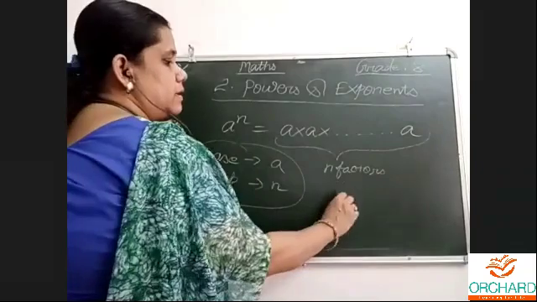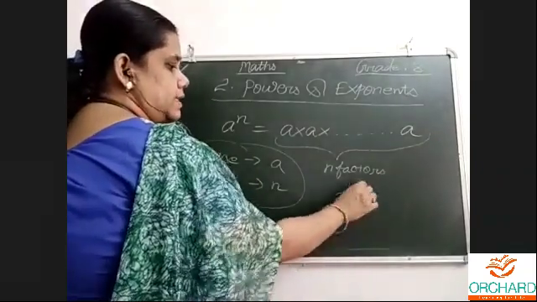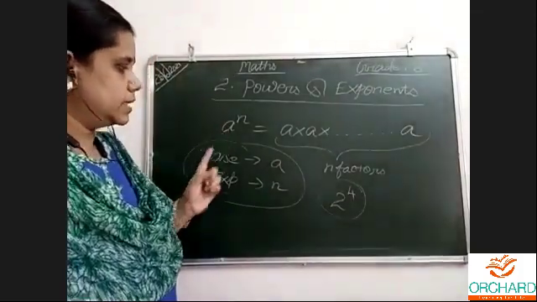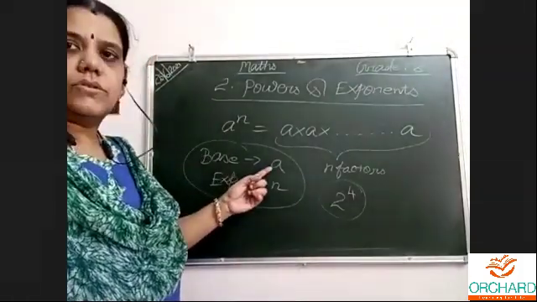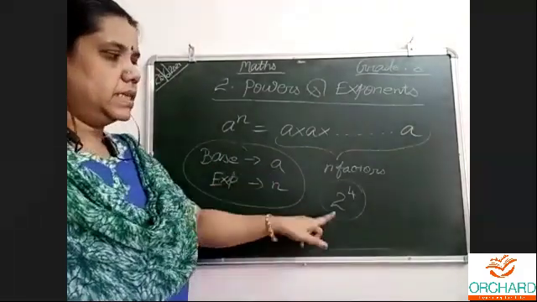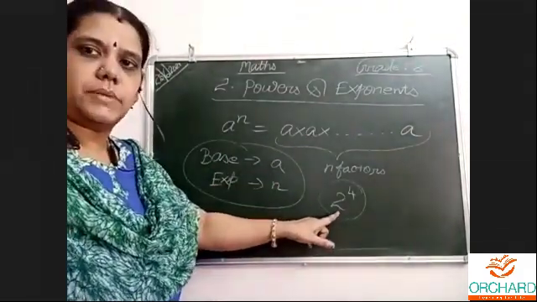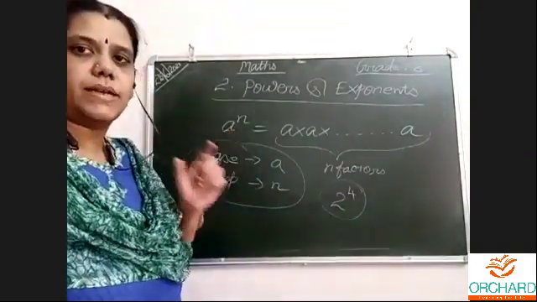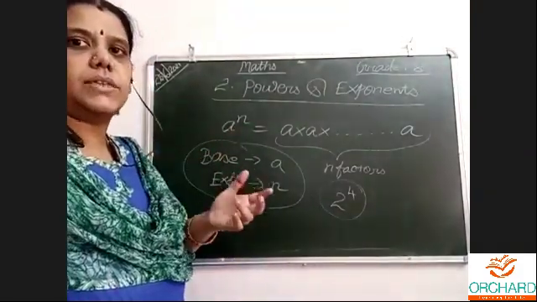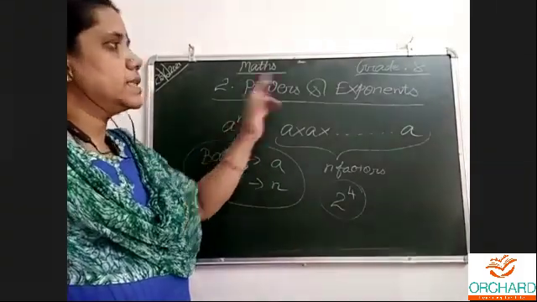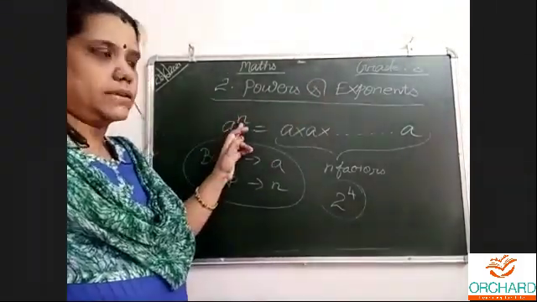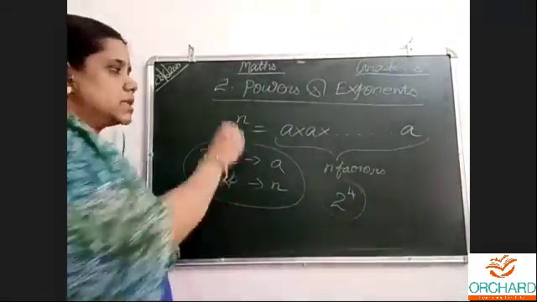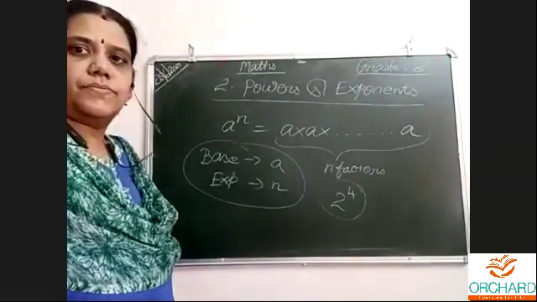For example, a number is like this. If I take the bottom one, it is called the base. Here A is the base. In this example, 2 is the base. Exponent is n. Exponent means power. Another word for that is power. So we can say power, we can say exponents. Exponential form means writing in this form. This is called the exponent.